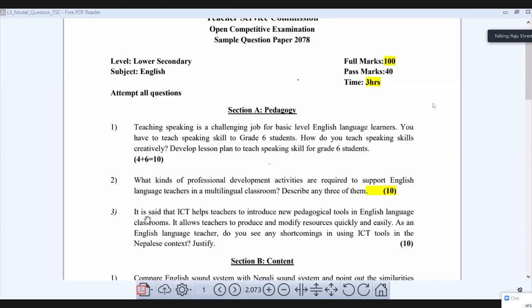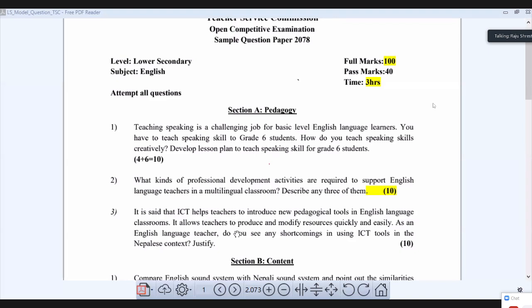And it is said that ICT helps teachers to introduce new pedagogical tools in the English language classroom. It allows teachers to produce and modify resources quickly and easily. As an English language teacher, do you see any shortcomings in using ICT tools in the Nepalese context? So here, talk about ICT tools. Pedagogical tools. ICT is a pedagogical tool, because ICT drives pedagogy. So it can be used as a pedagogical tool now.